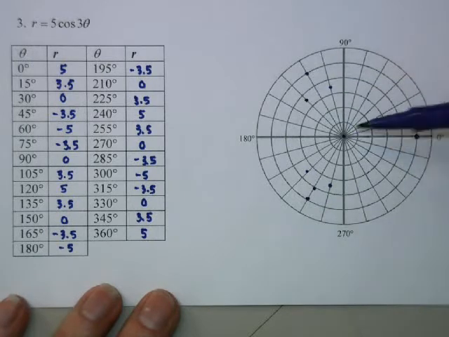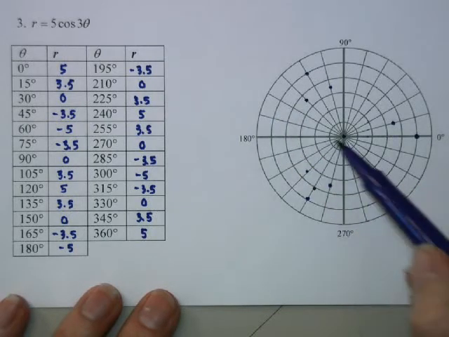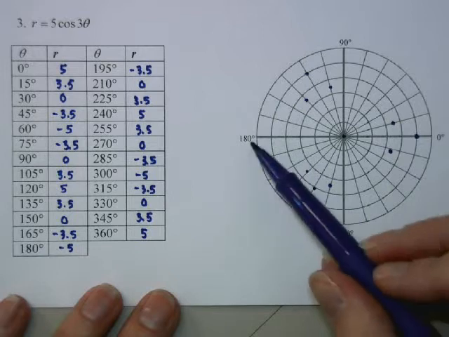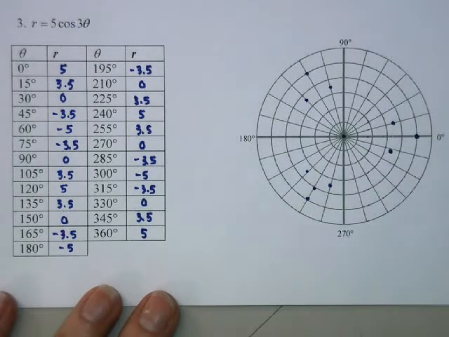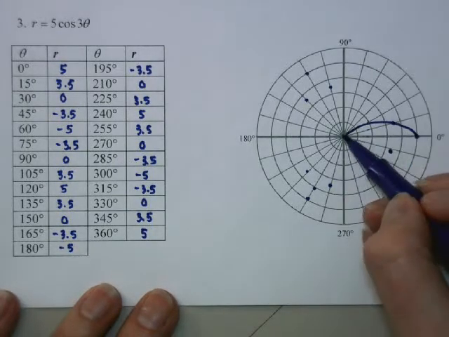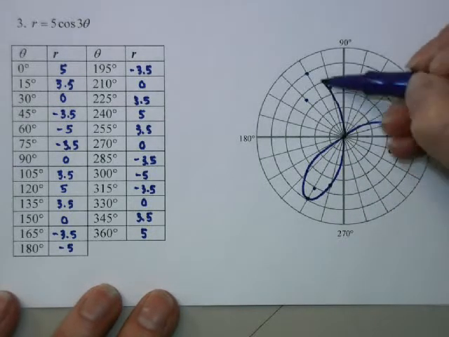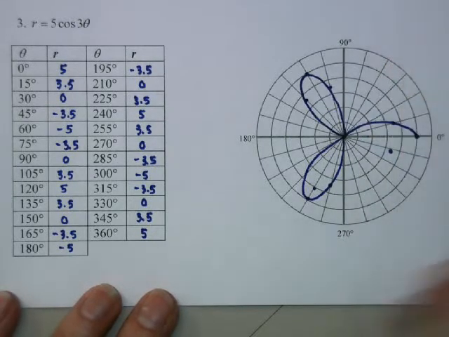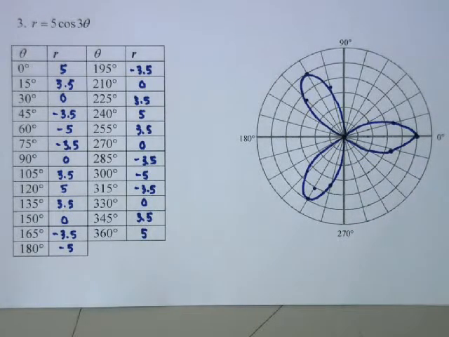Then 3.5 and 0. And then at 165, we're at a negative 3.5. 180 is at negative 5, and then we're going to start repeating these dots again. So this graph, when we connect the dots, we get a flower-looking thing, and in fact, this is called a rose.